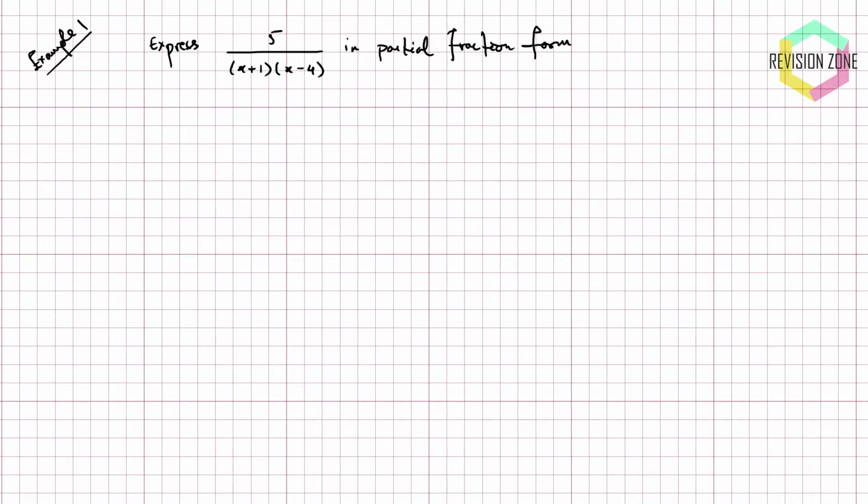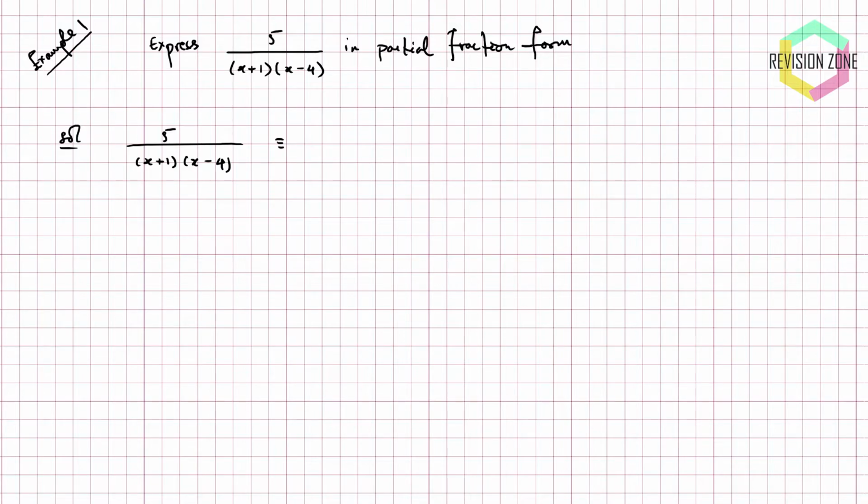Example one requires us to express this fraction in partial fraction form. So let's see a solution. I want to rewrite this fraction, 5 over (x plus 1)(x minus 4), in a form such that when I combine the things on the right-hand side, I'm going to get the fraction on the left-hand side. It's not surprising that with fractions, the denominators are most important, because as long as we have a common denominator, the numerators can just be added.